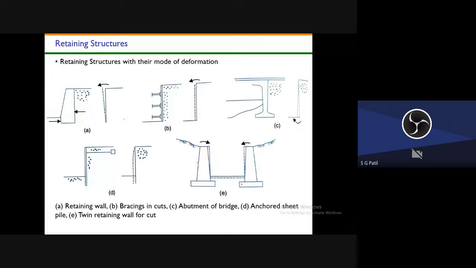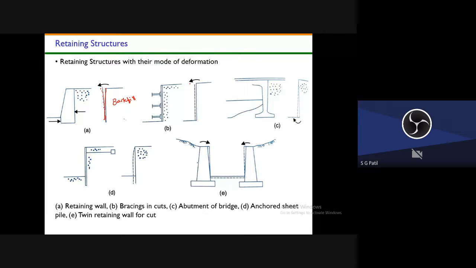Once we know the importance of retaining structures and the different types of retaining structures, our next aim is to understand how these retaining structures will deform, because the deformation of these structures is important, right? So how will they deform? If you have a gravity retaining wall, it will deform like this. This is your gravity retaining wall, and this is your deformation. This is your backfill soil. The wall is moving away from the backfill.